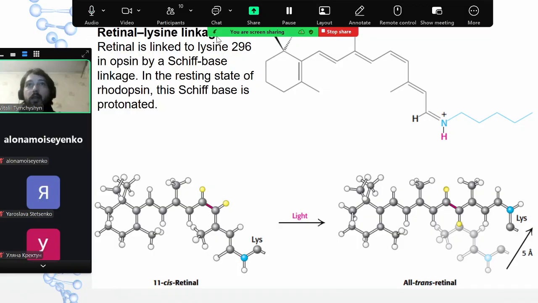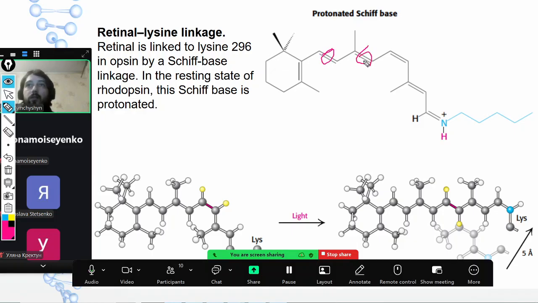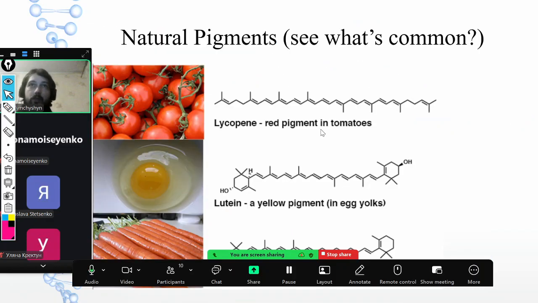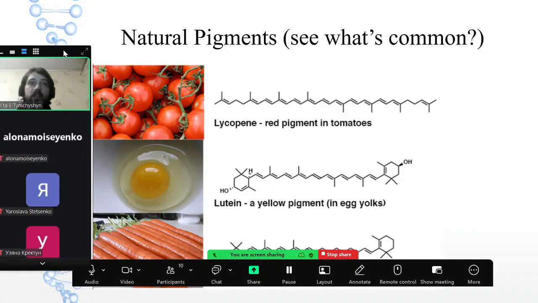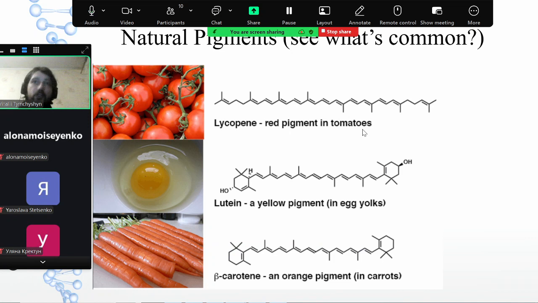If you look at these chemical formulas, you can see a lot of double bonds that are interleaved with single bonds. So you see a single bond, a double bond, single bond, double bond, and so on. What's interesting in this sort of construction, you will see this sort of chemical feature in many natural pigments.